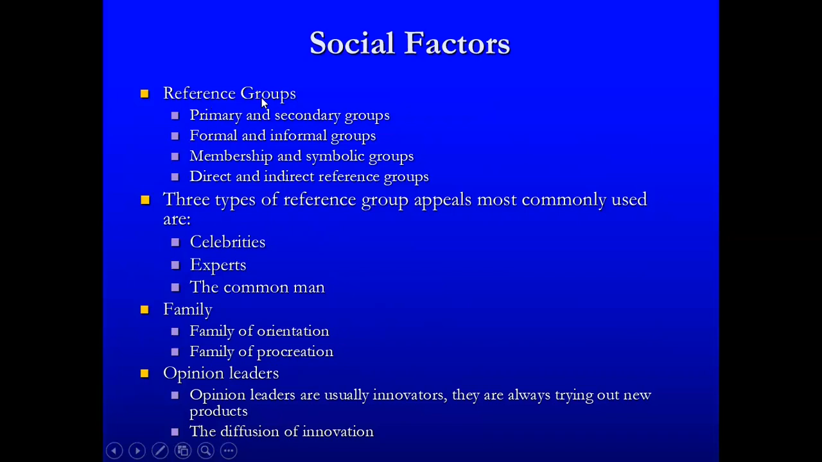There are reference groups, which may be primary and secondary, formal and informal, membership group or symbolic group, direct and indirect reference group. Then 3 types of reference group appeal most commonly used in marketing are celebrities, experts, the common man. Then family of orientation, family of procreation.